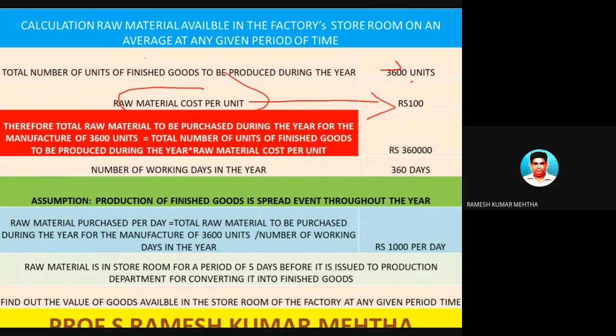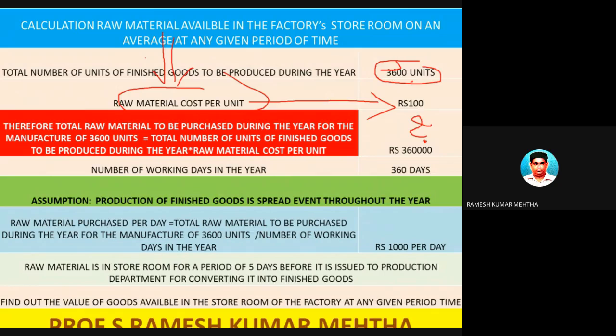Because our discussion is on finding out the formula as far as raw material in working capital is concerned, or in current assets is concerned. So now to produce 3600 units, how much raw material is required? How much raw material is required?